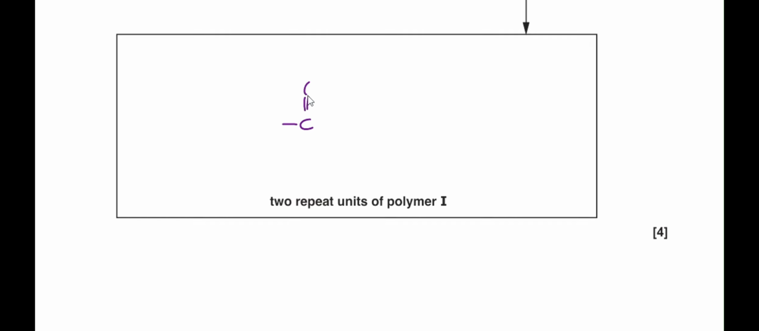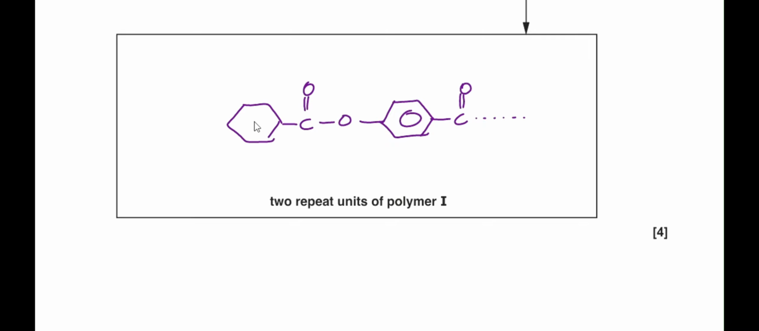C double bond O, then O, and then draw one unit here. We have got C, and this part is the OH group of the carboxylic acid links with the hydrogen of the OH group, and that's how the link is formed. So now here the other end, and then put this. The question only asks you to draw 2 repeat units.